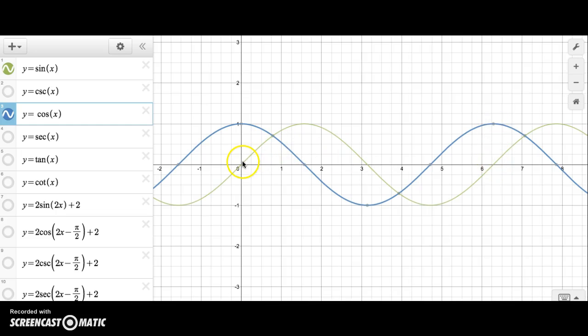So as you can see on the sine graph, you go middle, up, middle, down, middle, and on the cosine graph, you start up, middle, down, middle, up. So you start and end on the middle line for sine, and you start and end on the top line for cosine.